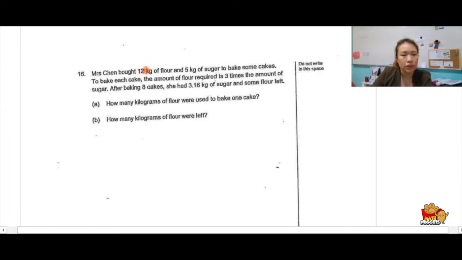Question 16. So Mrs. Chen had 12 kilograms of flour, 5 kilograms of sugar. Each cake, the flour required was 3 times the amount of sugar required. And she baked 8 cakes and had the 3.16 kg of sugar and some flour left. So for part A, they're asking us for the amount of flour that were used to bake 1 cake. So let's deal with the sugar first, okay? Because the sugar is the one that you have the before and the after, right? So she starts off having 5, she ends up having 3.16 kg. That's 1.84 kg. This is what she used.